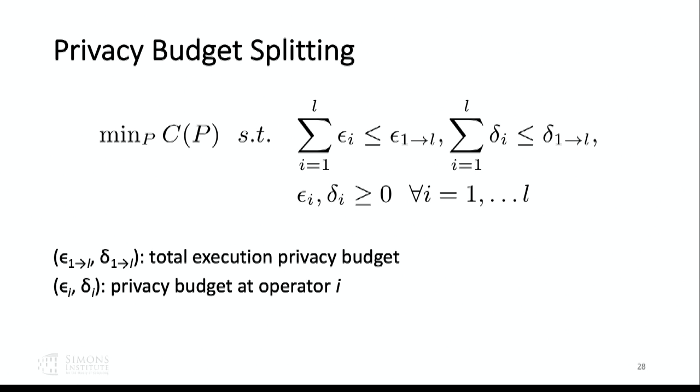Once we have the cost model, we use it to figure out how to split our privacy budget. We write it as an optimization problem. We want to minimize the cost such that the epsilons and deltas add up to the totals, the total execution privacy budget. We want to solve for these epsilon i's and delta i's to figure out the privacy budget at each operator. Hopefully this is not truly optimal, but something better than a naive budget split.